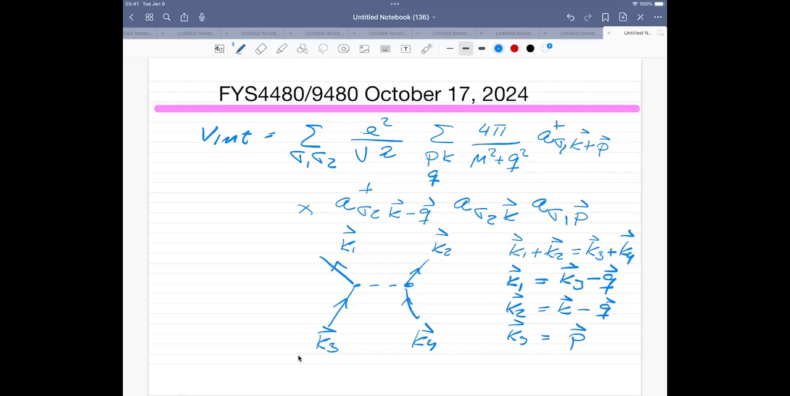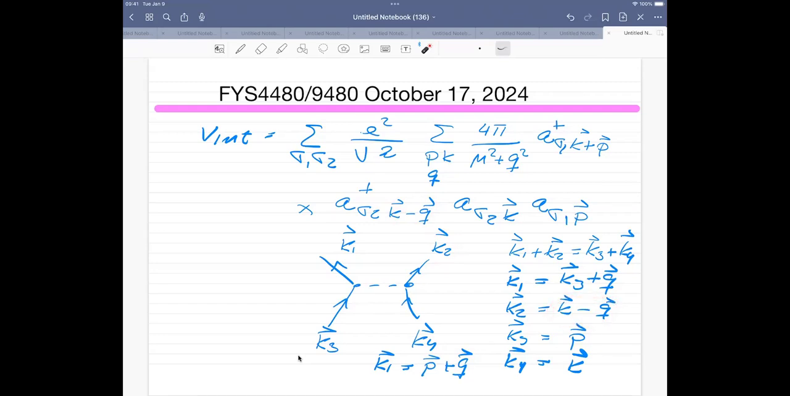Now this should be K3 plus Q, and this is K minus Q, right? And then I define K4 to simply be given by this variable K. So K1 then becomes equal to P plus Q. And if you look back at the expression where we put K1 as P plus Q, this follows from momentum conservation. And then we have K2, which we have defined to be K minus Q.